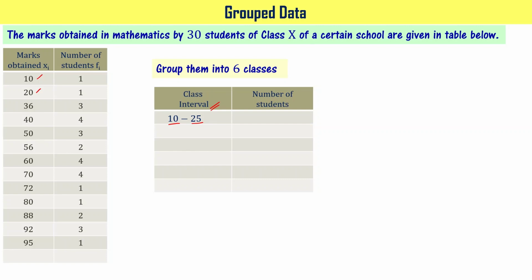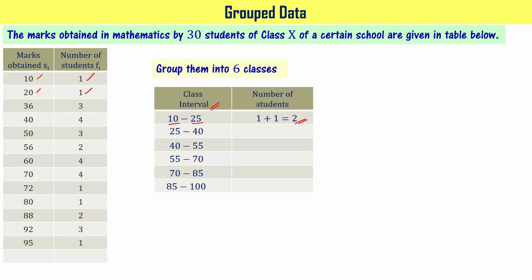In the similar manner I can have few more classes, right? 25 to 40 is another class, 40 to 55 is another class, the next class is 55 to 70, 70 to 85, and 85 to 100, right? Since total marks in the exam is 100, I'm stopping here. Now let's include the number of students for the first class, that is 10 to 25. As I said earlier, this particular number of students and this one will be part of 10 to 25 class. That's why it is 1 plus 1, that is equal to 2, right?